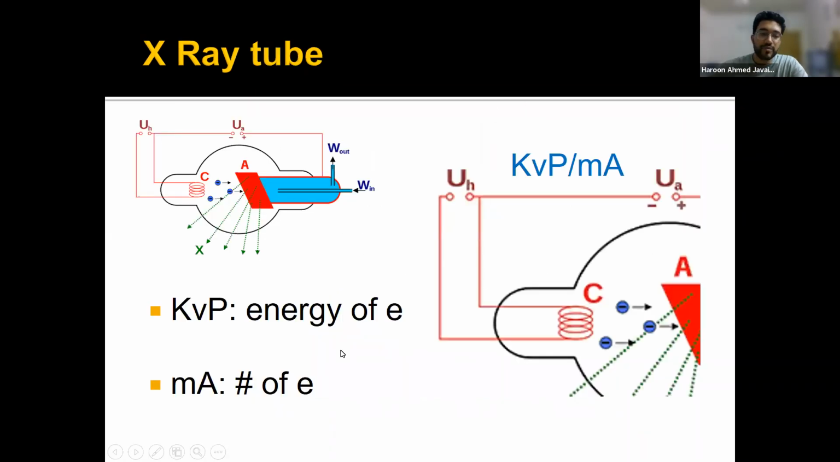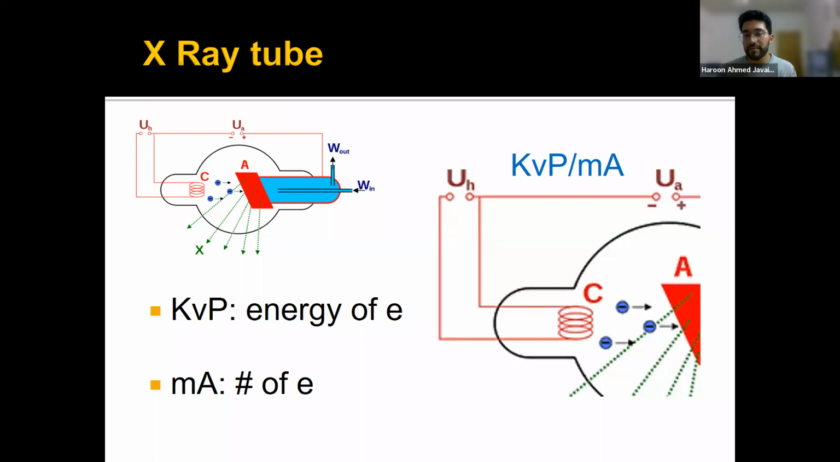Okay. So moving on to KVP and MA. So KVP is basically the amount of voltage that you supply, okay? And the amount of voltage that will be supplied to the cathode is going to determine the energy of the electrons which are released. So if you apply a lot more voltage across the structure here, because you're applying a voltage across the negative and the positive ends, right? So if you increase the amount of voltage, it will increase the amount of energy of each individual electron.